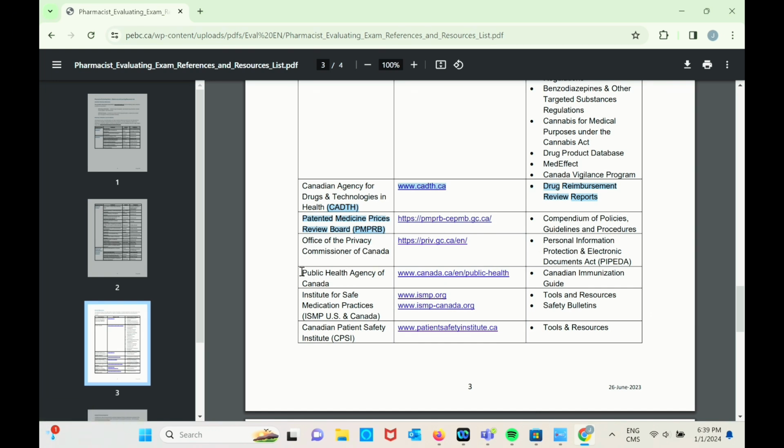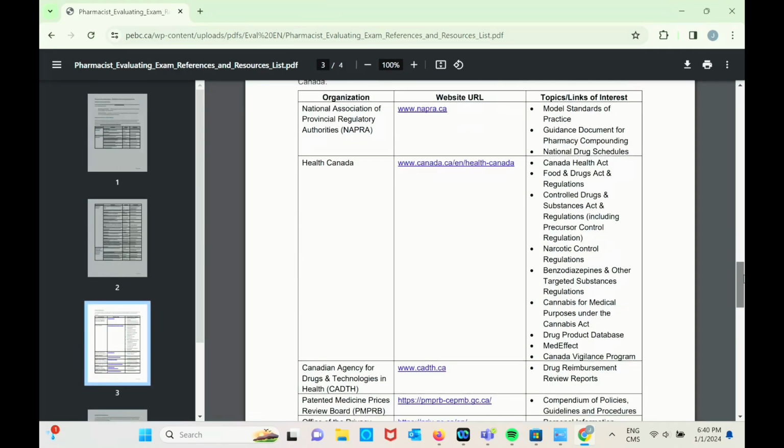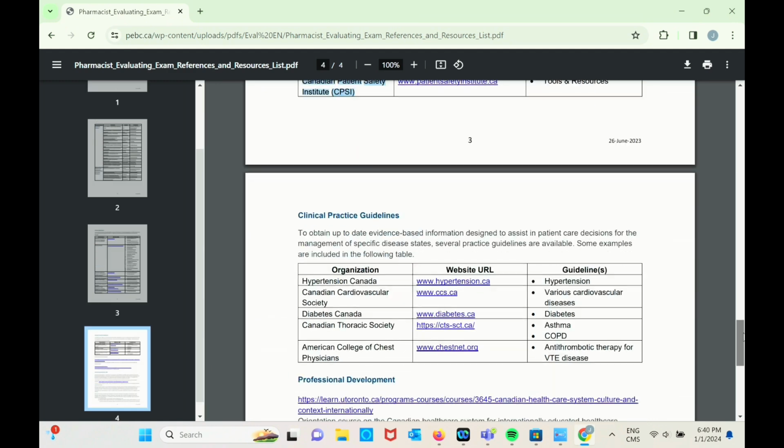For the immunization, you'll see Public Health Agency of Canada. It's an important agency, so you have to go through that. ISMP is very, very important. You might receive questions based on medication safety and patient safety as well. CPSI is also an important reference. So if you want to go through the internet resources, that would be a great idea before the evaluating exam. You can go through that as well.